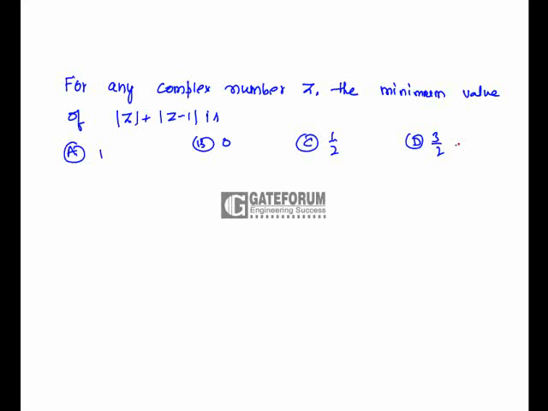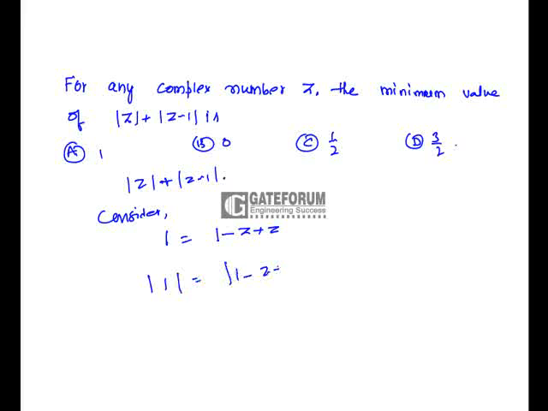Minimum value of a complex number: modulus of z plus mod z minus 1. In order to find this, let us consider the equation 1 is equal to 1 minus z plus z. So I'll add and subtract z so that it will again be 1. Now we'll apply modulus on both sides, that means magnitude, which is mod of 1 minus z plus z.